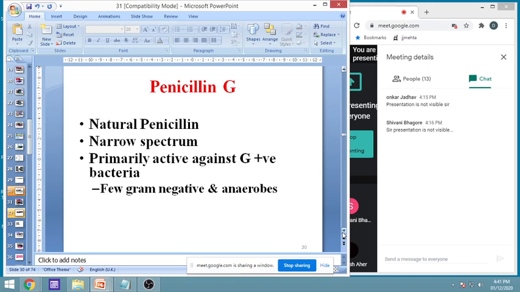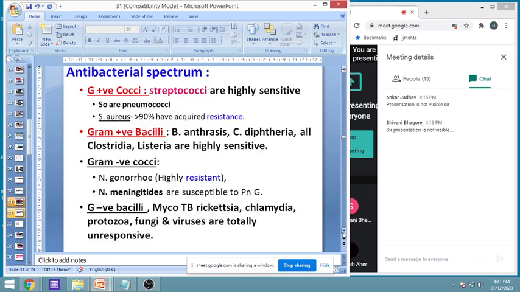So first is penicillin G. It is a natural penicillin. It has got a narrow spectrum. We have seen that it is primarily active against gram-positive bacteria, very little against gram-negative and anaerobic bacteria. Gram-positive cocci, streptococci are highly sensitive, like pneumococci, Staphylococcus aureus.